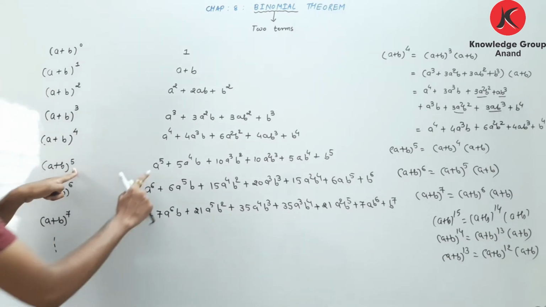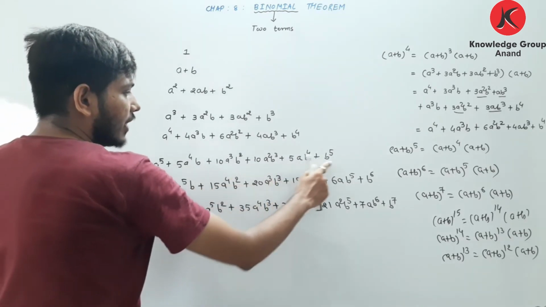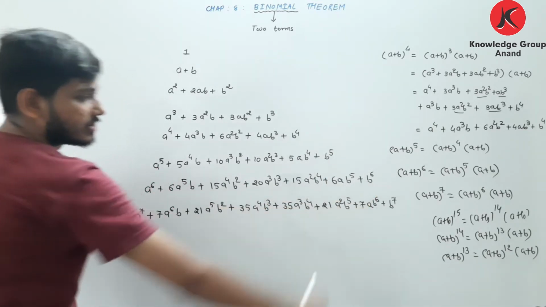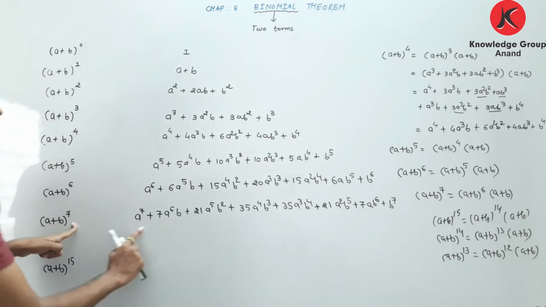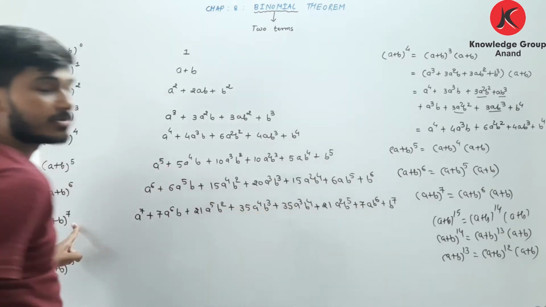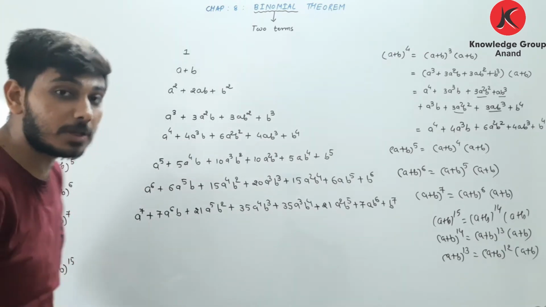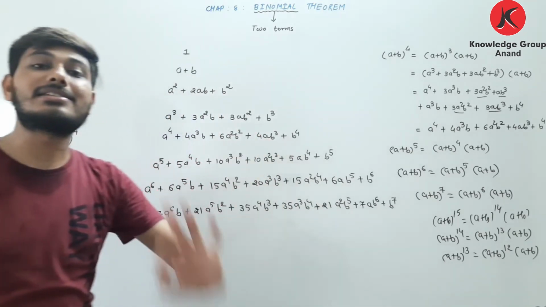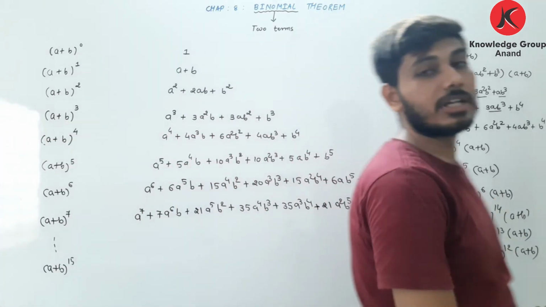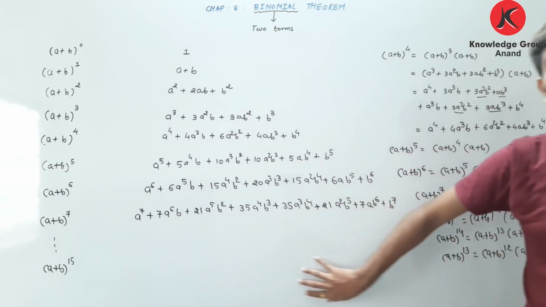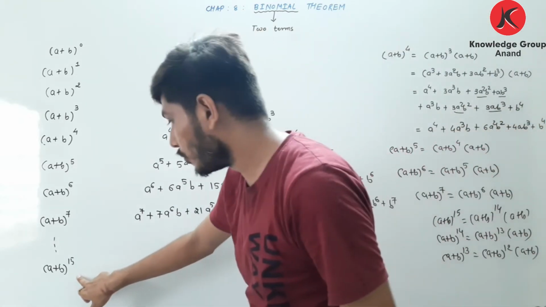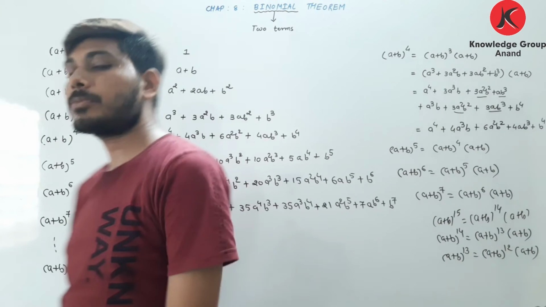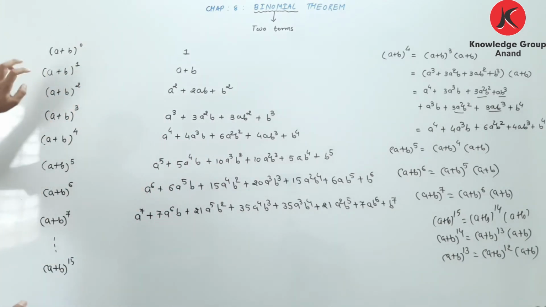If the power is 5, then we will get 1, 2, 3, 4, 5 and 6 terms here. If the power is 6, then the total number of terms is 7. If the power is 7, then the total number of terms is 8. If the power is 15, then we will get a total of 16 terms. So it is clear how many terms will come; the answer is 16. If (a+b) is raised to power 49, then we will get a total of 50 terms. Okay. Now, next logic. See here.